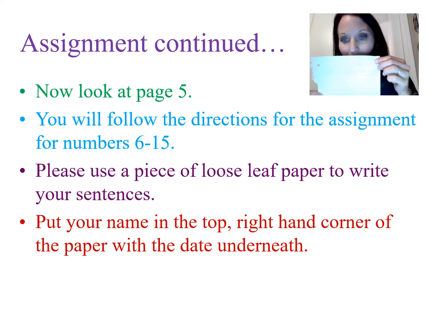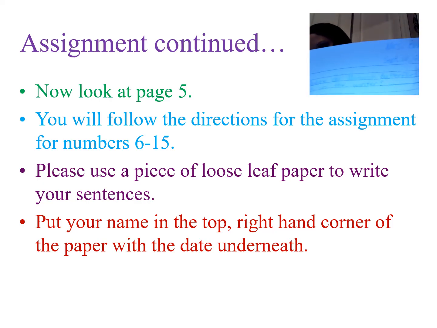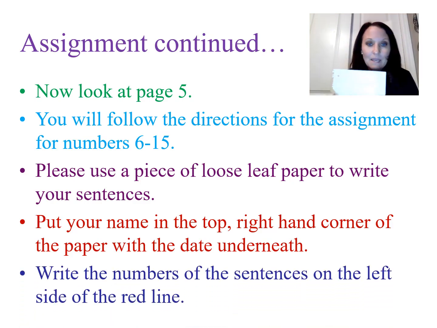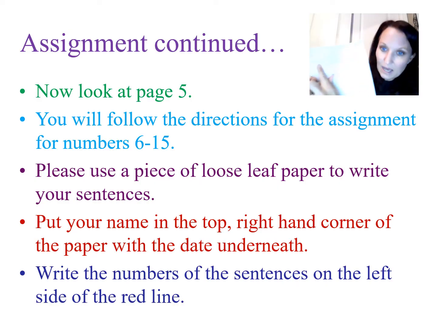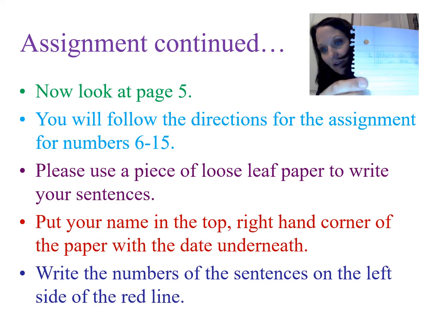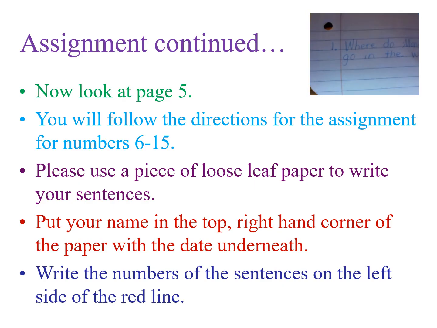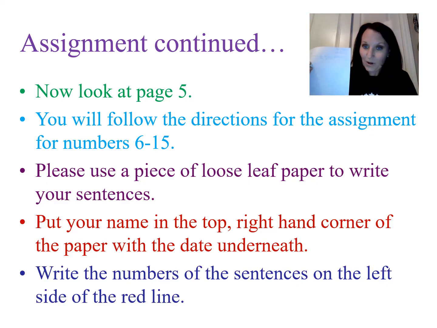So I have an example here. Let's see if you can see it. Notice how I have my name, Mrs. Badger, and I have the date in the top right-hand corner. Then I want you to write the numbers of the sentences to the left side of the red line. I put number 1 to the left of the red line, and then I wrote my sentence. Where do monarch butterflies go in the winter? And then on the line after the sentence, I want you to tell me, was that a statement or a question?